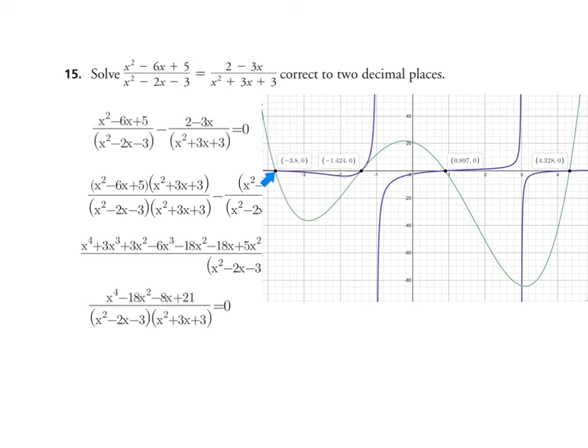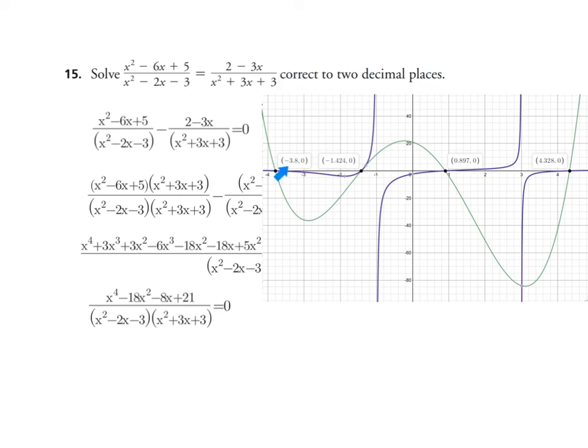Right here is where the purple crosses and the green crosses. The purple and green both cross here, the purple and green both cross here, and the purple and green both cross here. So I didn't make any mistakes. I kept the same values of x that equal 0. It's just 4 really ugly values. So it's kind of mean for them to just say it says correct to 2 decimal places. So maybe that is a hint.